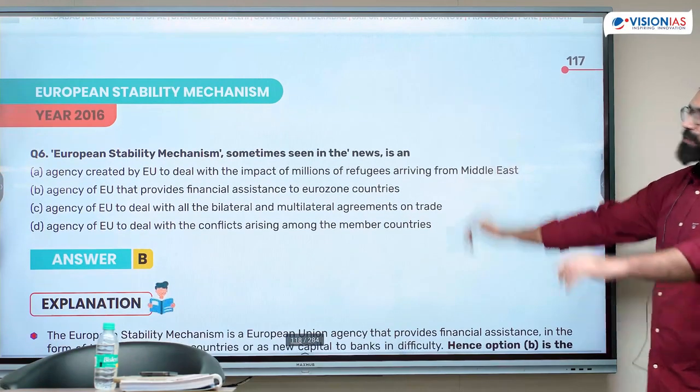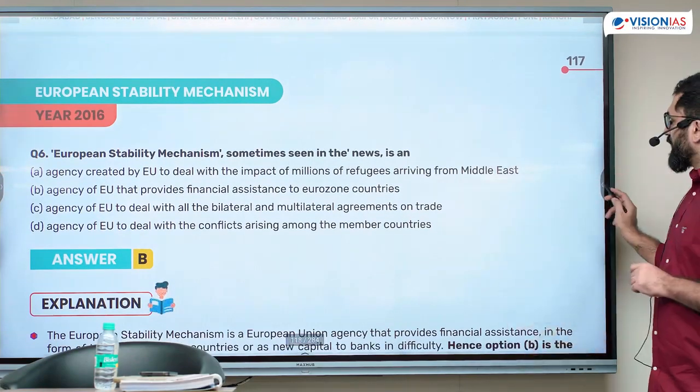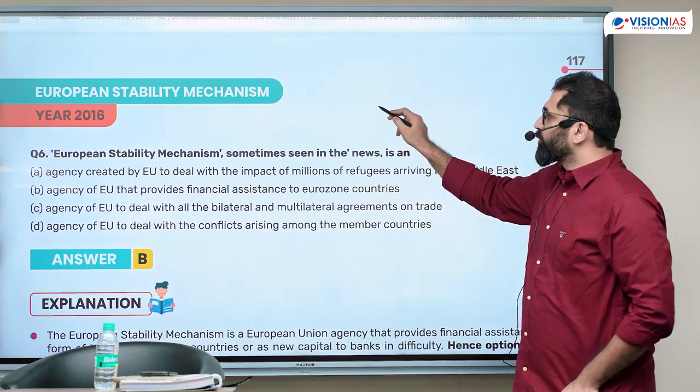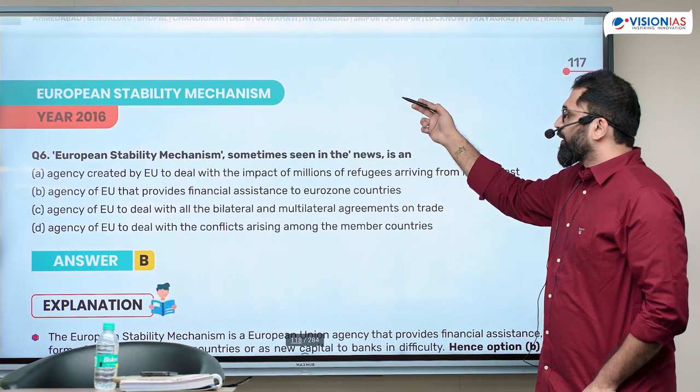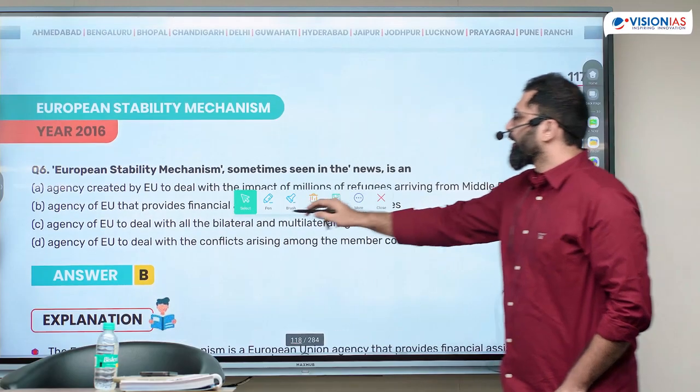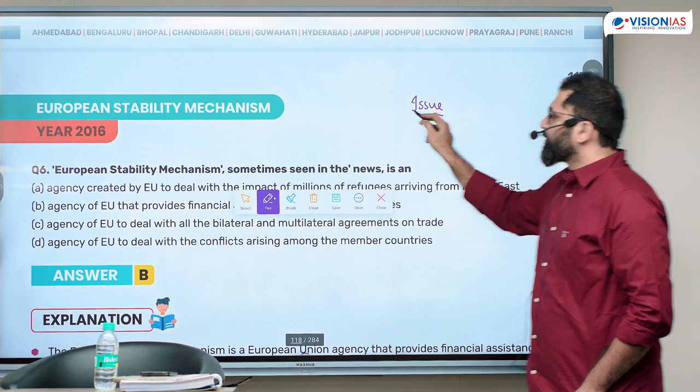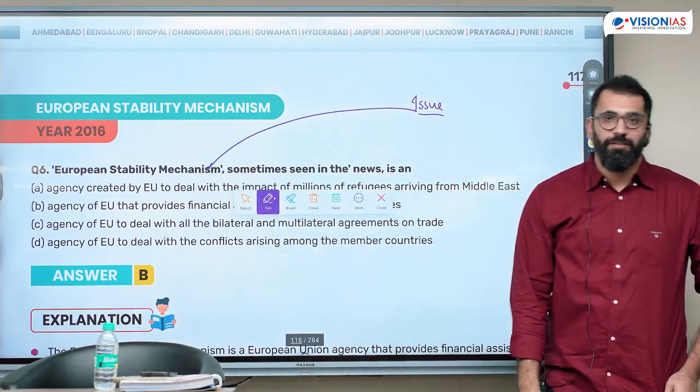European Stability Mechanism. Now, this is what I was talking about. Institution-based questions are what they used to ask before. This is a completely issue-based question. There is a particular issue, and on that issue you have an institution or a particular policy mechanism.